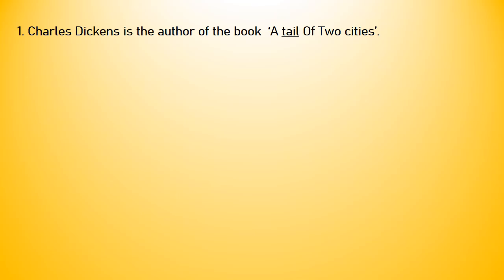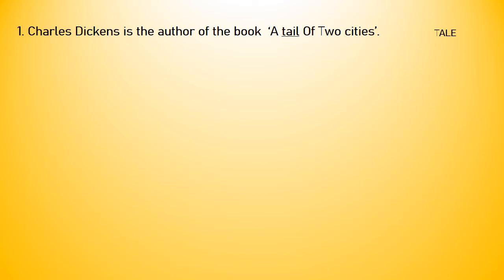Number 1. Charles Dickens is the author of the book A Tail of Two Cities. Here, the spelling of tail, T-A-I-L, is not appropriate according to the sentence. So the right spelling should be T-A-L-E, tale. Right answer should be A Tale of Two Cities.